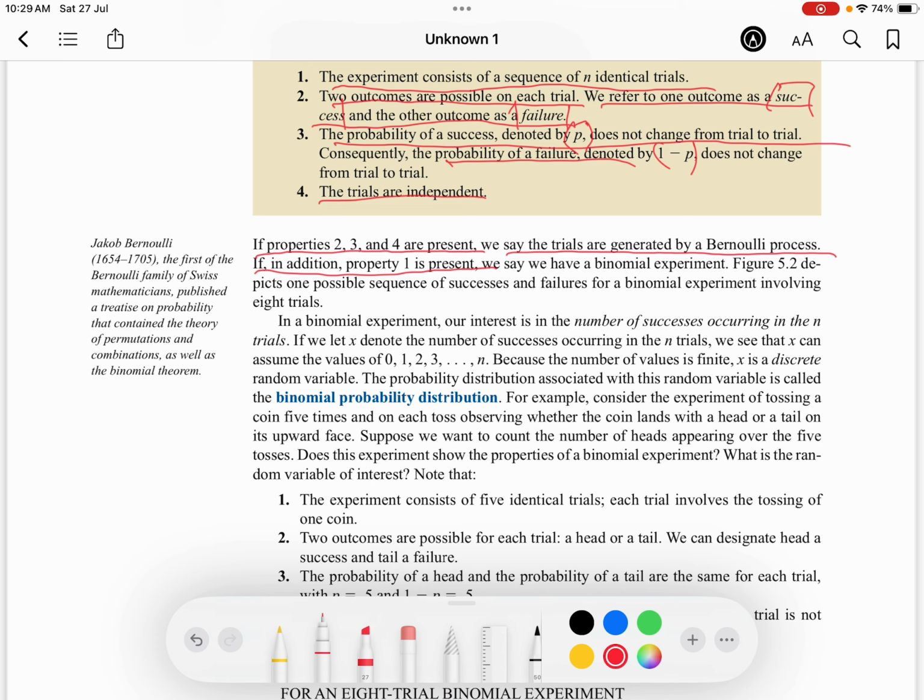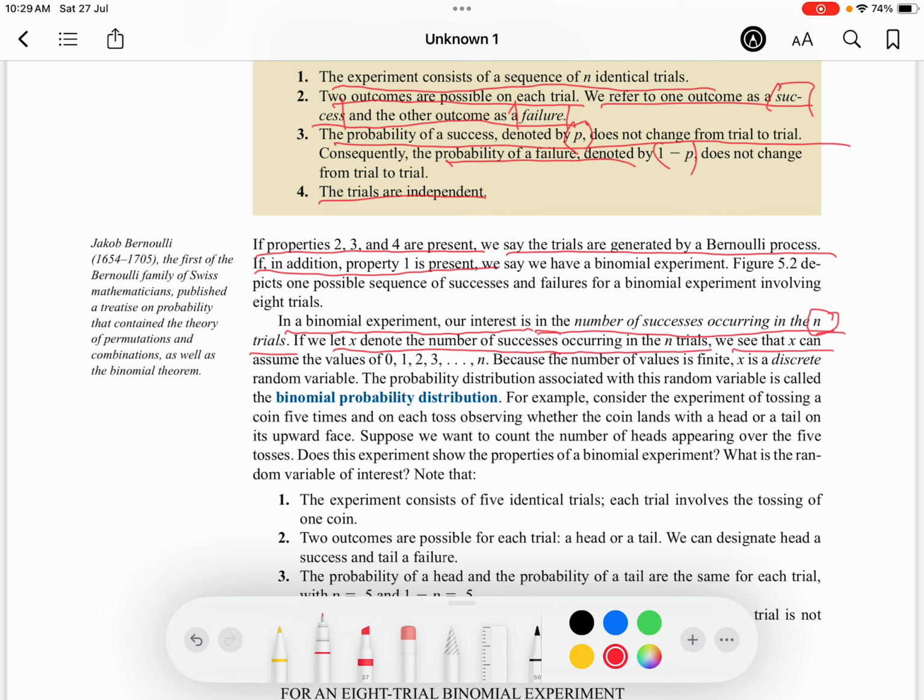In a binomial experiment, our interest is in the number of successes occurring in n trials. In a Bernoulli, there is one trial. After that, if you make a second, third, and so on, it will be a binomial experiment. Let X denote the number of successes occurring in n trials.